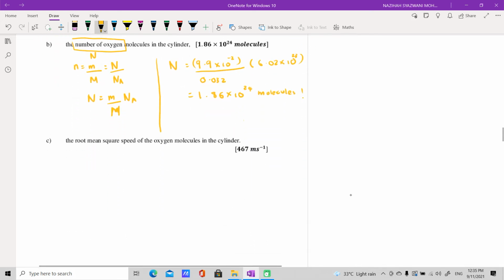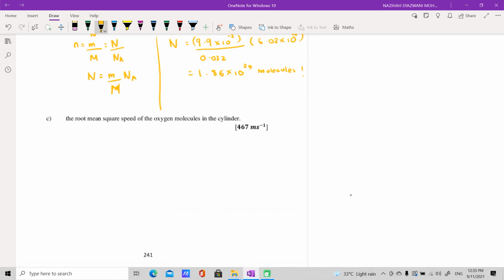Next, for part C, the root mean square speed of the oxygen molecules in the cylinder. The formula, you know that v_rms equals square root of 3RT over M. It's very important for you to know the symbol and the formula. So just substitute R is 8.31, the temperature is 280, divided by M, which is 0.032. Don't forget the square root because they ask you for the root mean square. So that would be 467 meters per second. So that is for part C.